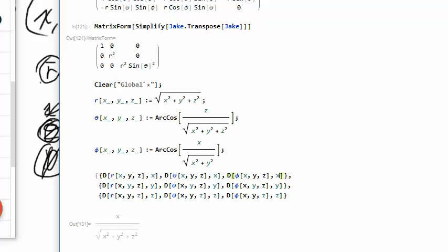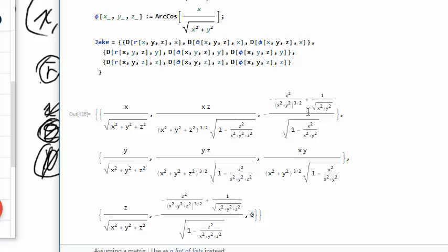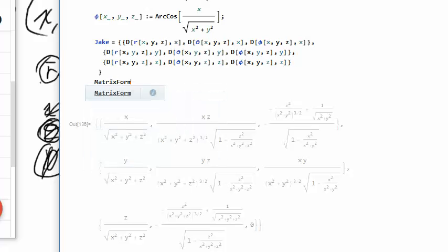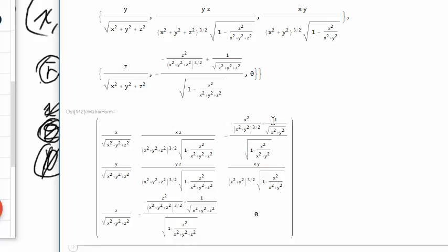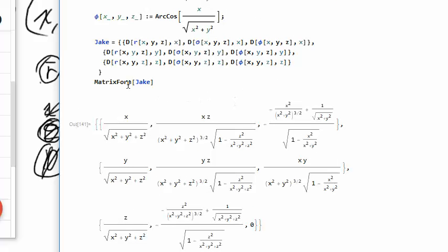And we're going to name this Jake again. Jake is equal to that. And there it is. Actually, it ends up looking more compact. Let's look at the matrix form of Jake. Looks fairly compact compared to the other equation that I had. Let's simplify and see what happens.